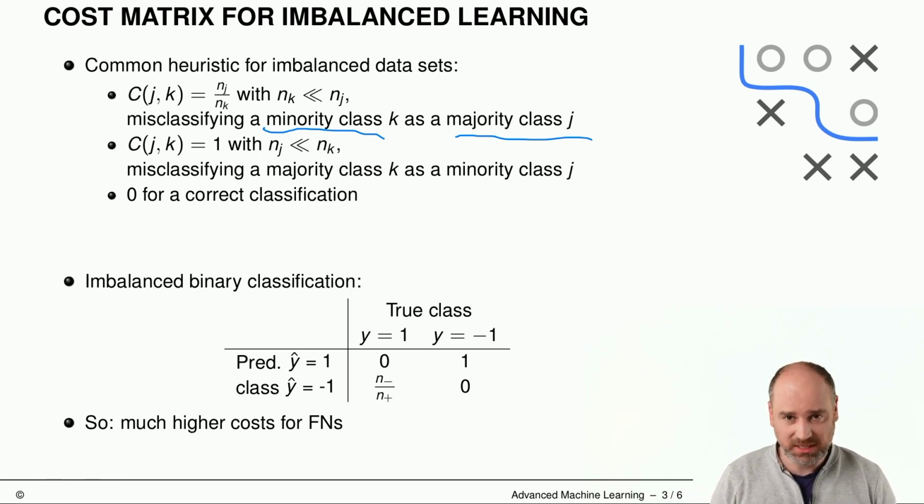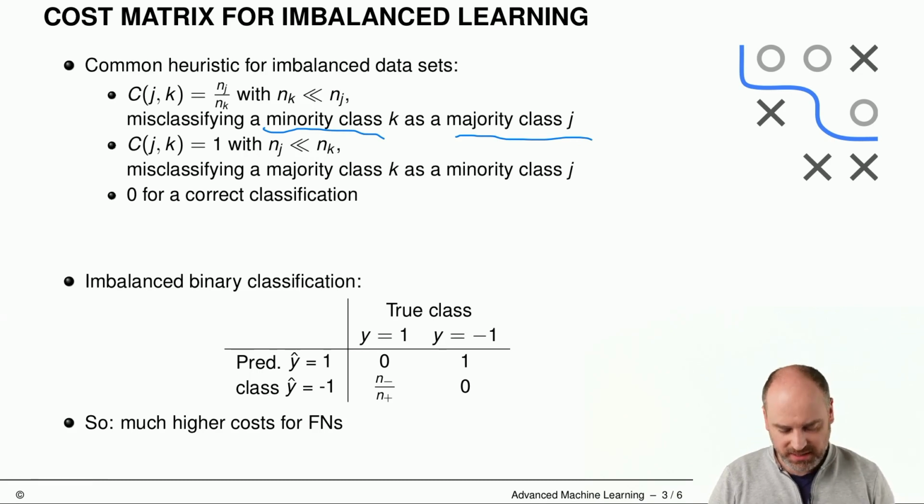But if you need a technical handle, one common heuristic for this is simply counting the elements of the majority class, n_j, and dividing them by the number of elements in the minority class, n_k. So if you want to define here the cost c_j,k, this would be n_j divided by n_k. So for example, maybe our majority class has 1,000 elements. Our minority class would have, say, 100.